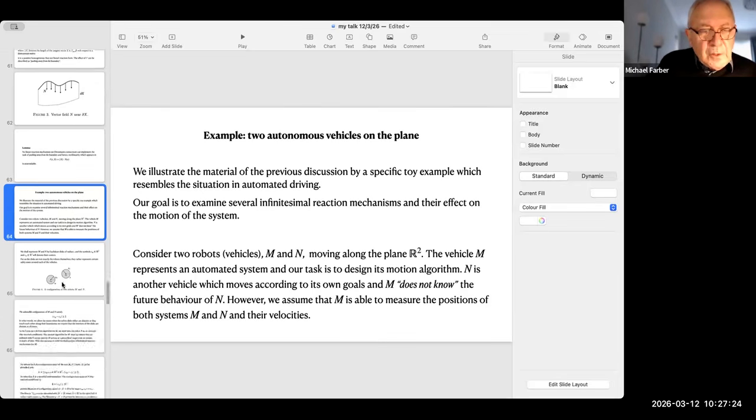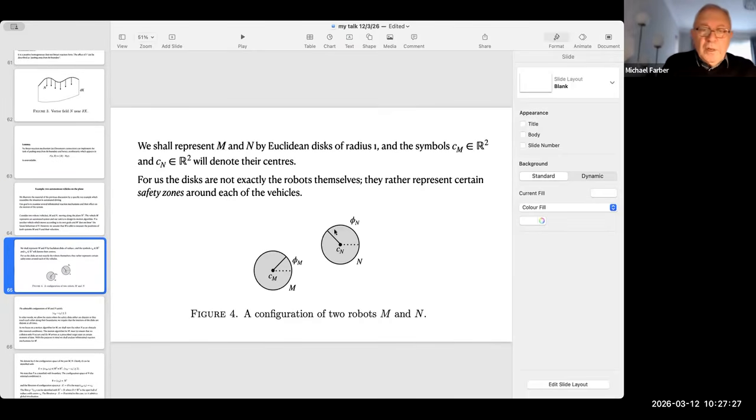So let's consider the situation when we have two robots, M and N, on the plane. They're represented by balls of radius 1, and M is our autonomous system, and we think about a motion algorithm for M, and N for us is an obstacle, and N moves as it wants to move, so we don't control N.